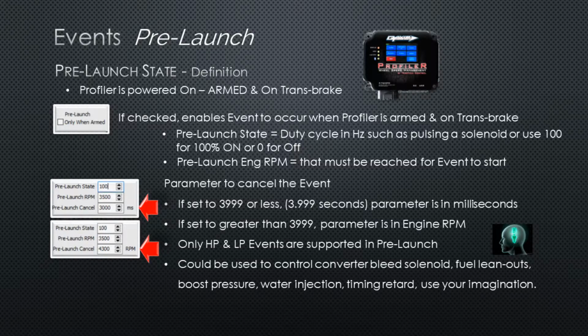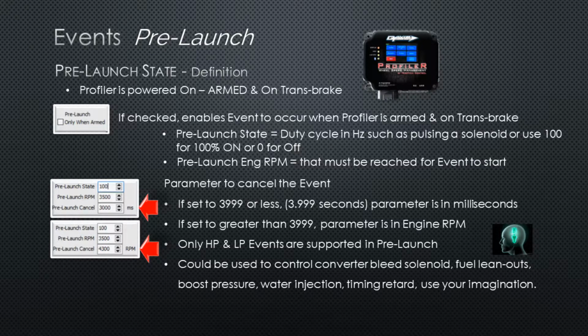So over on the left you'll see one of the parameters, pre-launch only when armed. If checked, this enables the event that we're programming to occur when the Profiler is on the trans brake. Pre-launch state means what is the duty cycle in Hertz, such as maybe pulsing a solenoid for a ramped event, or do we just want to turn it on, which in this case we'd set to 100%. Otherwise we would set it in Hertz. Pre-launch RPM means that engine RPM must be reached for this event to start.